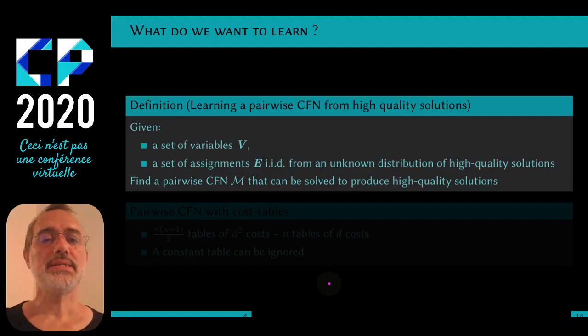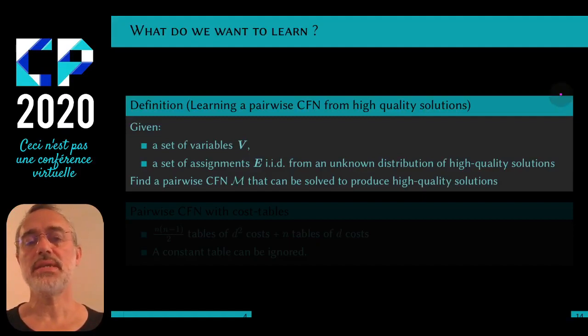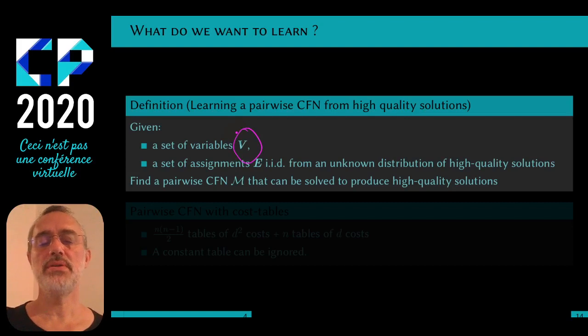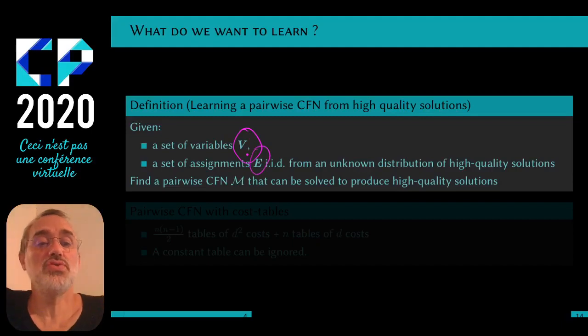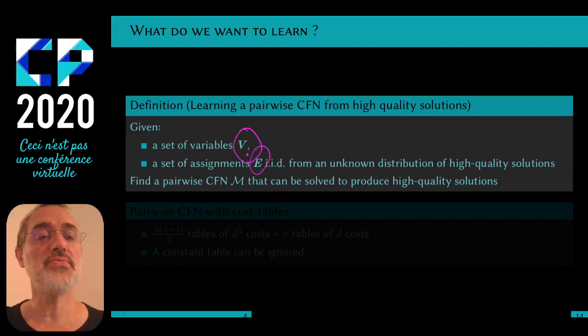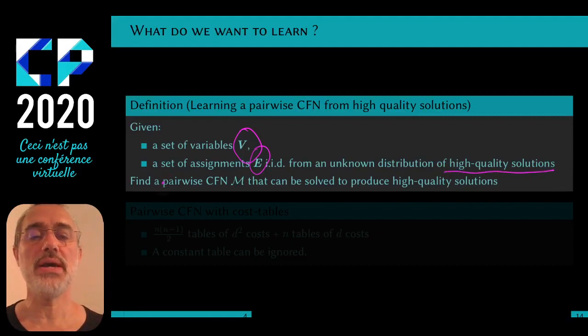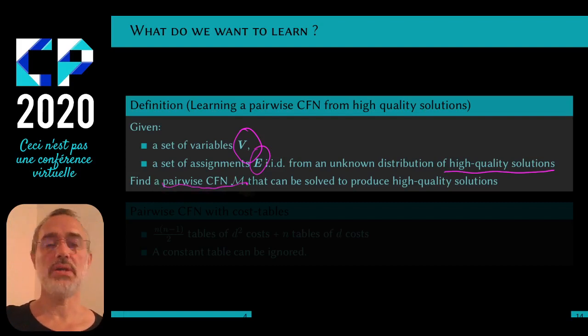What do we exactly want to learn from high-quality solutions? This is our target. We assume that we are given a set of variables V, finite domain variables, and a set of assignments of those variables E, which we assume comes from an unknown distribution of high-quality solutions. And what we want to do in practice is to identify a pairwise cost function network M that can be solved to produce such high-quality solutions.